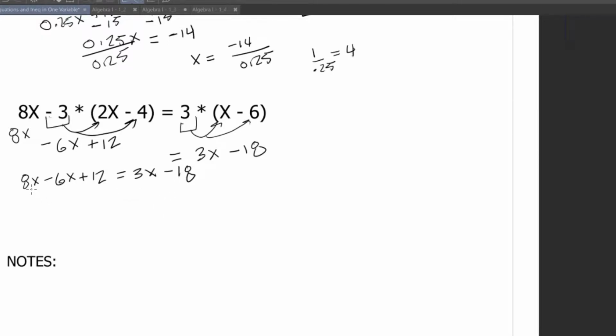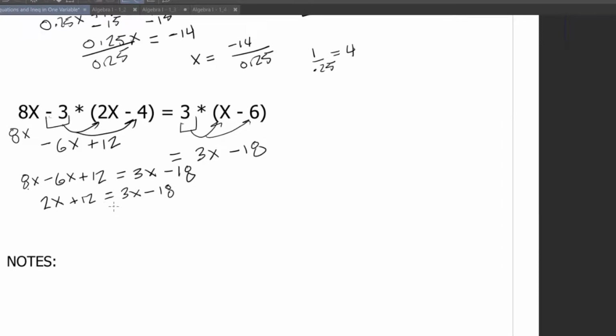We could combine the x terms. That's the first thing we'll do. So 8x minus 6x is 2x plus 12 equals 3x minus 18.